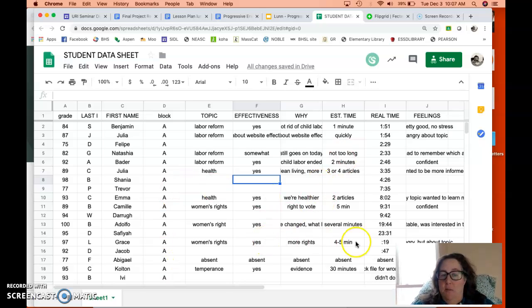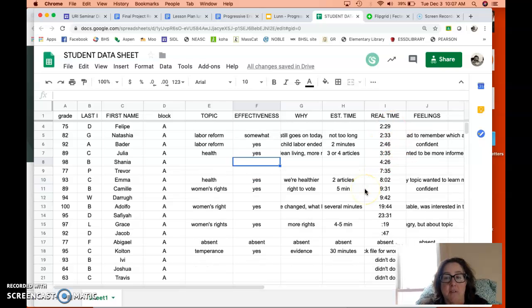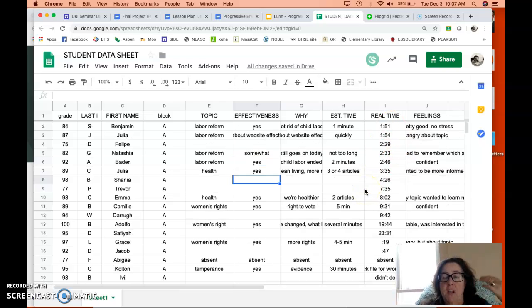And some of them, Sophia was at it for 23 minutes. Adolfo was 20 minutes. A lot of these kids, I would say probably a quarter of these kids are EL students, which was really interesting. And I found that there was no rhyme or reason really to which length kids do it.